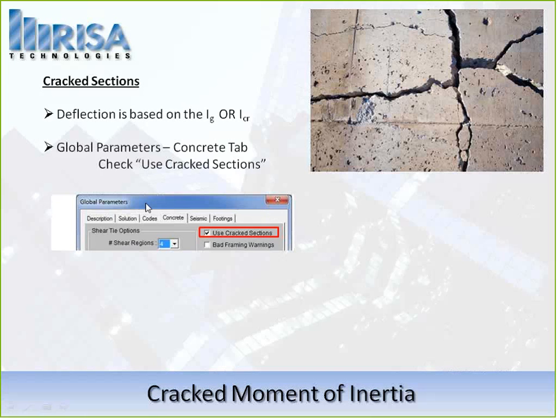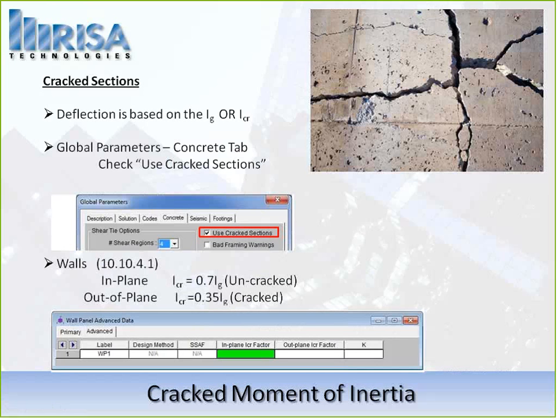If you turn that on, that's found inside the global parameters under the concrete tab. There's a check, use cracked sections. You can just turn it on, and once you do, it's applied to all members: beams, columns, walls. But in particular for walls, there is an assumption, ACI 10.10.4.1. We assume that for in-plane cracked sections, we are using 0.7 of the gross, and for out-of-plane 0.35 of the gross. So that is your assumption.